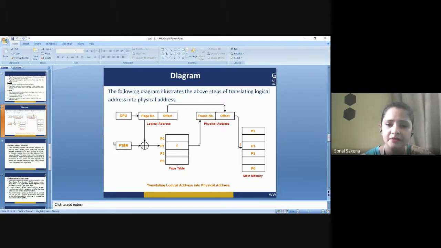See this on the left hand side below CPU. It is PTBR. You are seeing this PTBR? PTBR is the page table base register. It is the one which is holding the information of individual pages. For every page there is a page table base register. So what will happen? This page table register is maintained like this.